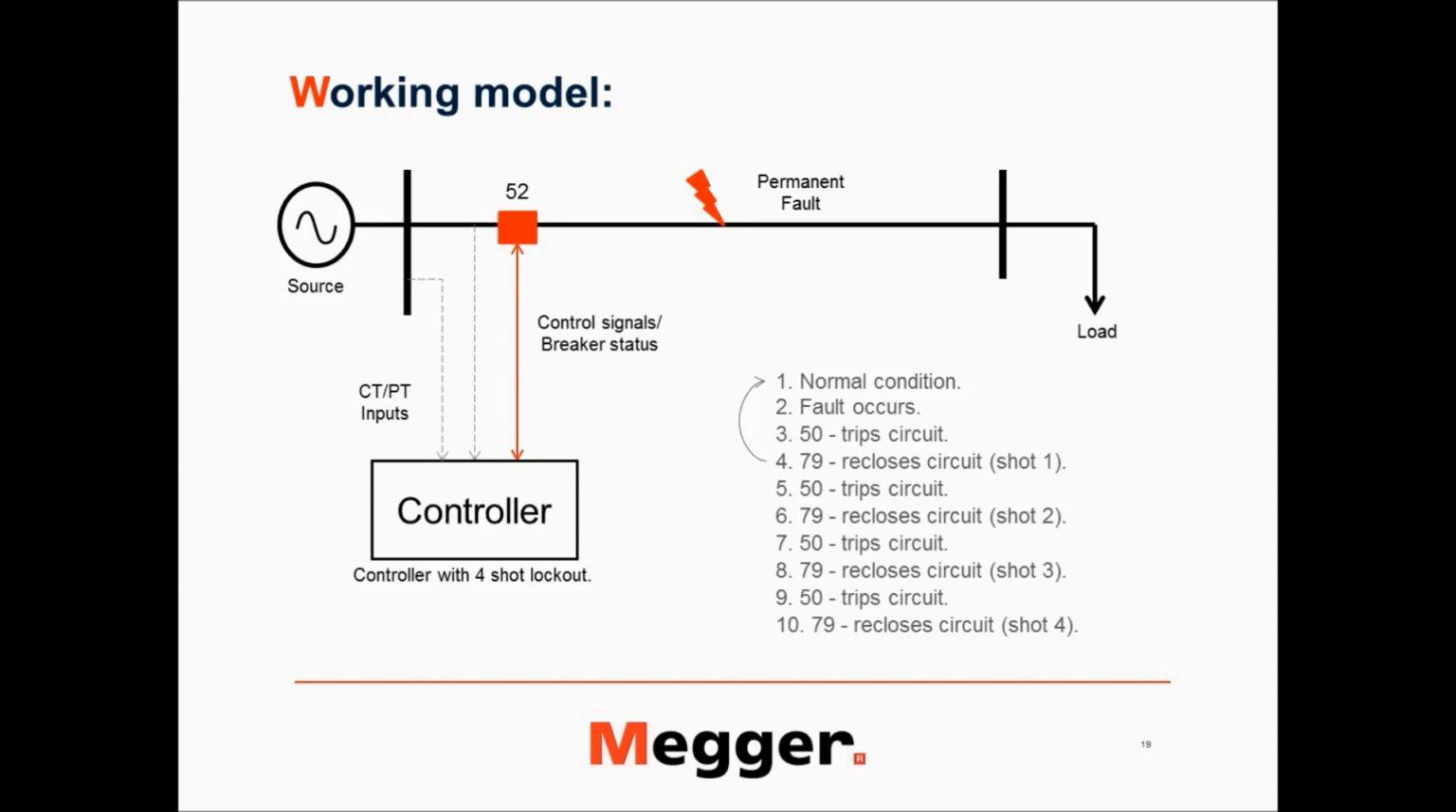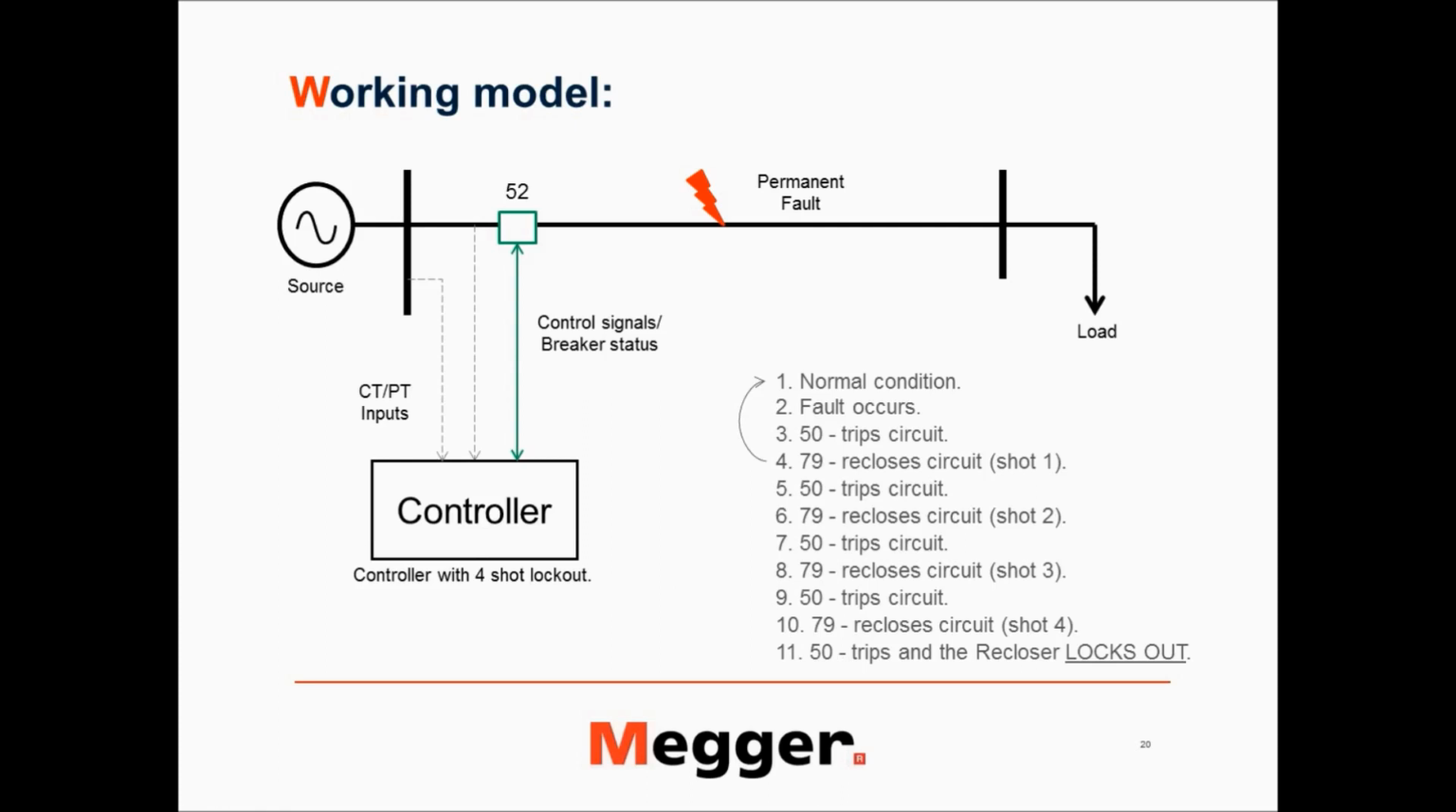Now my source is again supplying the permanent fault, and the voltage and currents are measured here by the CT and PT and passed on to the controller. My controller sees at this time, you already know by yourself, that the current is going to be higher and the voltage is going to be lower than the threshold. And finally, the 50 trips. Since my controller was programmed for a 4-shot lockout, I'm not going to issue any more shots or any more reclose signals to see whether it is a permanent fault or a temporary fault.